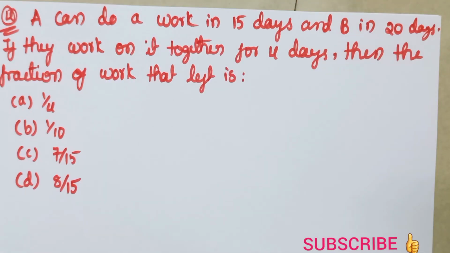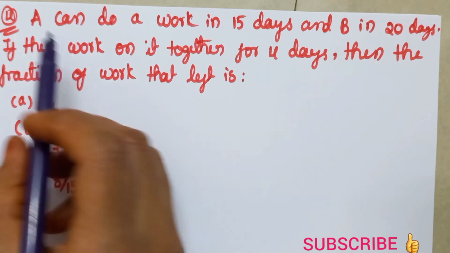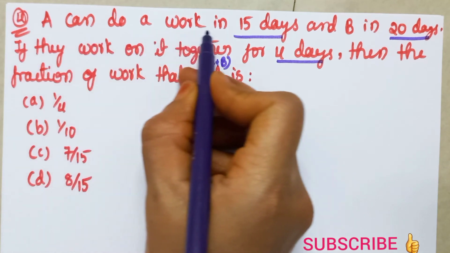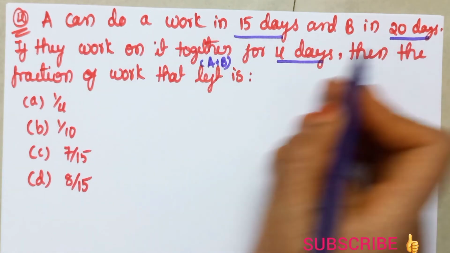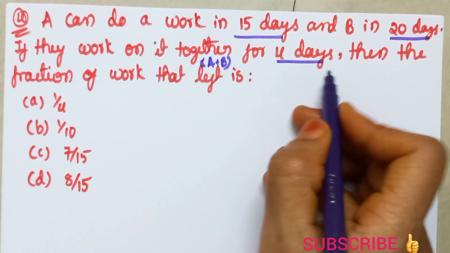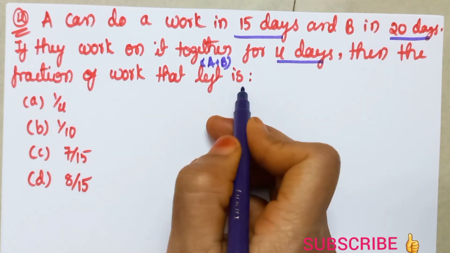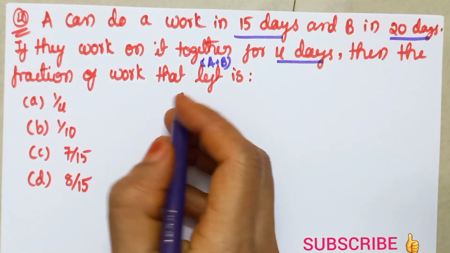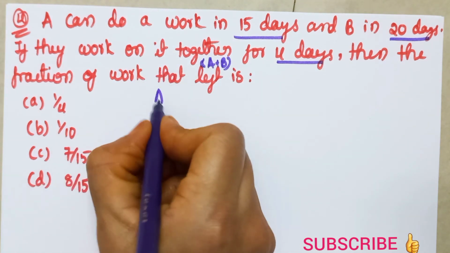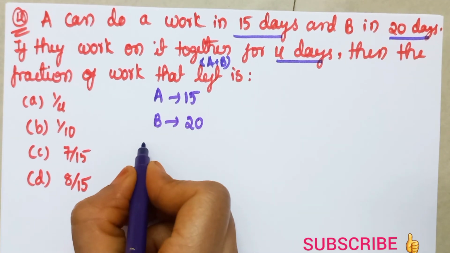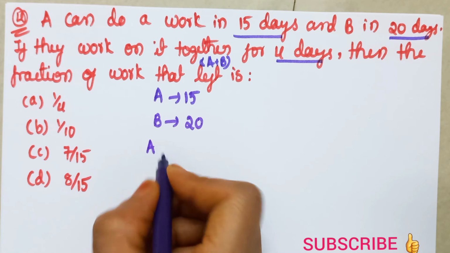Now let's check the fourth problem. This is very similar to the above one. A can do a work in 15 days and B in 20 days. If they work on it together, that means A plus B together for 4 days, then what is the fraction of the work that is left? So the leftover work fraction they are asking us to find. So this is quite similar to the above one. First, what I have given: A takes 15 days and B takes 20 days. So A's 1 day's work and B's 1 day's work.